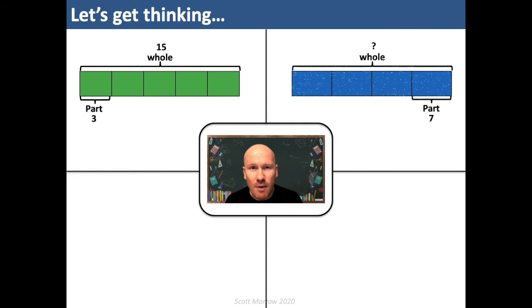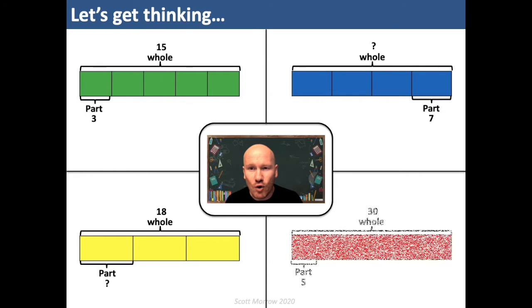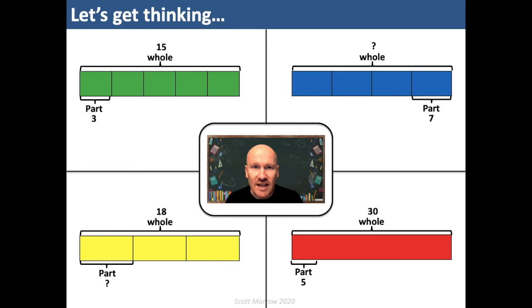For each of the remaining bars, there is an unknown. For the blue bar, we don't know the whole amount. We know there are 4 parts, and we know each part is worth 7. For the yellow bar, we don't know the value of each part. We know there are 3 parts, and we know the whole amount is 18. And for the red bar, we don't know the number of parts. We know the whole amount is 30, and each part is worth 5. I want you to choose just 1 or 2 of those questions. Can you come up with a problem to fit with the bar, and can you solve it? Pause the video for a few minutes and have a go at that with a partner.